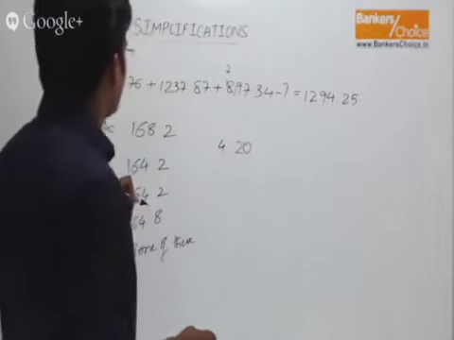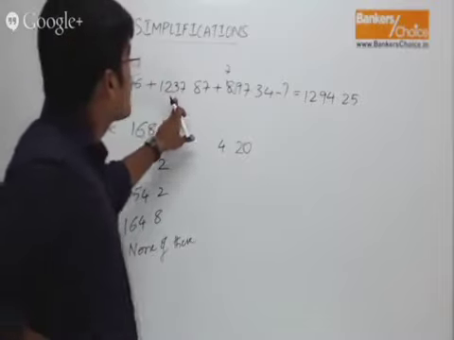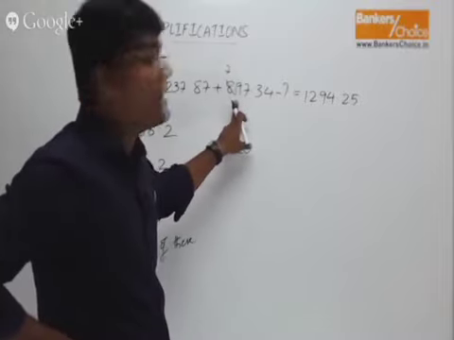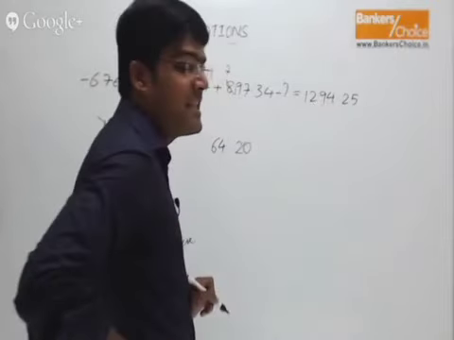So what happens here? Now look at the calculation. Minus 7 plus 3, minus 4. Minus 4 plus 19 is 15. 15 minus 9 is 6. So this should be 6. Tens place will be 6.